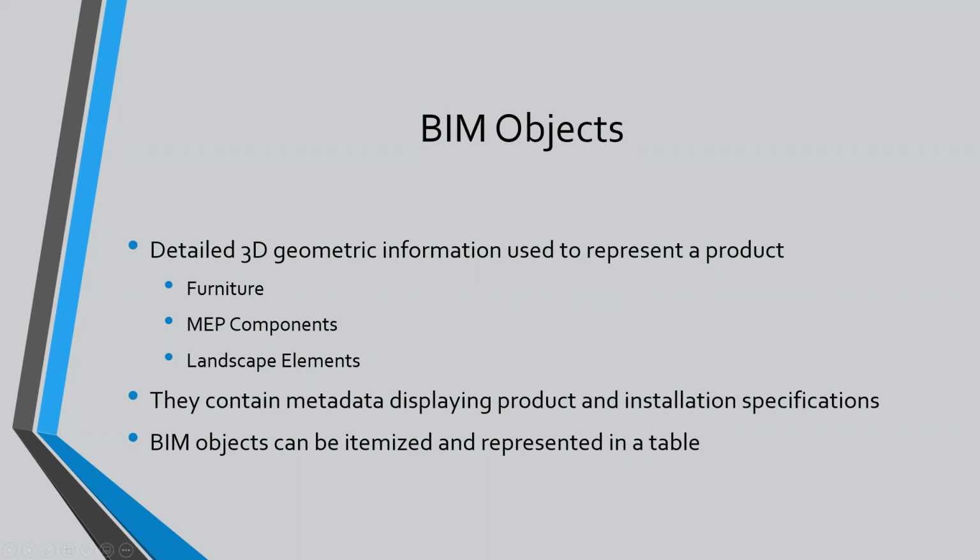BIM objects are detailed 3D geometric shapes or objects that are used to represent a product. So inside the building, you can place furniture or mechanical, electrical, and plumbing components, or even landscaping elements like existing trees or hills even. And each one of these BIM objects contains metadata that displays the product information and the installation specifications. So if it's a chair, it'll show how big the chair is or how tall the chair is and what materials it's made out of.